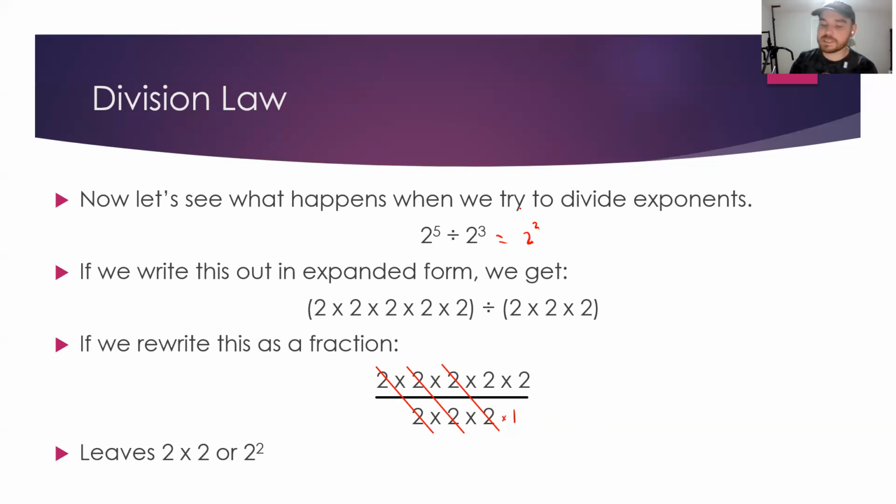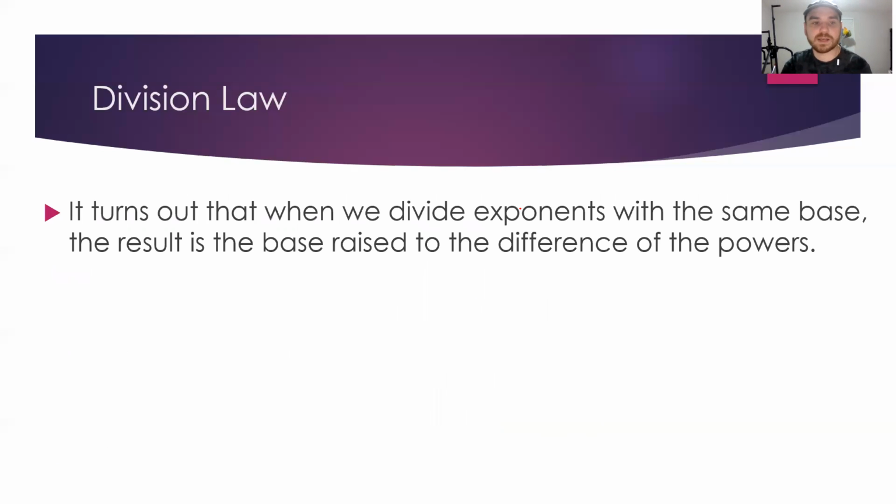And maybe you can already see the pattern forming, but we'll go ahead and go to the next slide anyway. So it turns out when we divide exponents with the same base, the result is the base raised to the difference of the powers. That's a fancy way of saying when we're dividing exponents with the same base, we just subtract. So in this case, b minus c. In the previous case, we had 2 to the 5th divided by 2 to the 3rd. That gives us 2 to the 5 minus 3, which is 2.